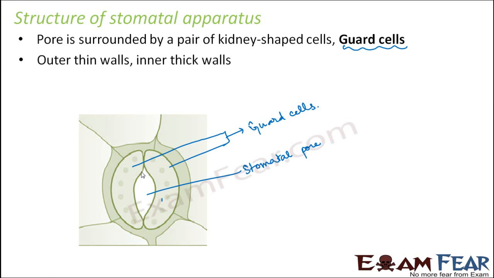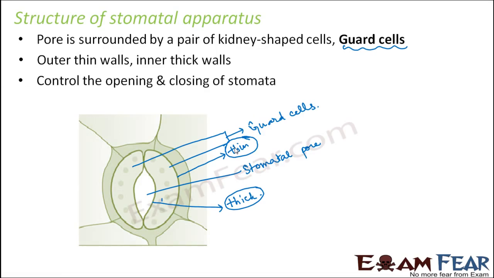Outer thin walls, inner thick walls. Now, one speciality of the guard cells is that the outer wall, that is this wall, is thin, but the inner wall, that is this wall and this wall, is thick, and you will see the implication of this. But this is very, very important. Because of this difference in thickness of the outer and inner walls, the entire phenomenon of opening and closing of stomata takes place. We will see that very soon. This controls the opening and closing of stomata, as I said. Now how that happens, we will discuss.